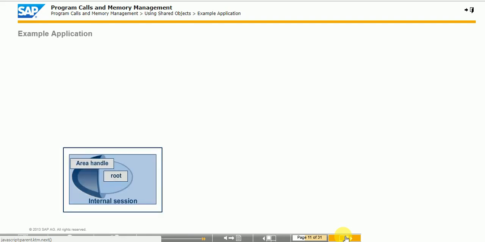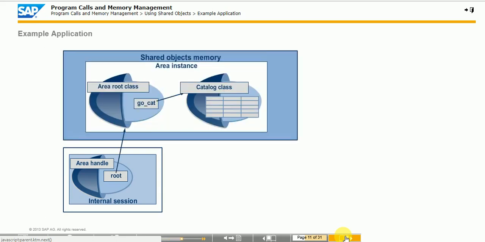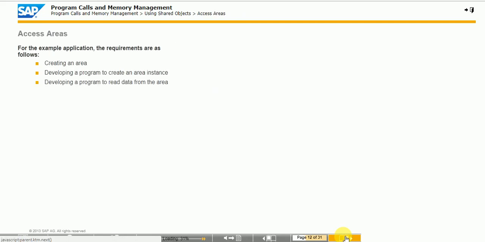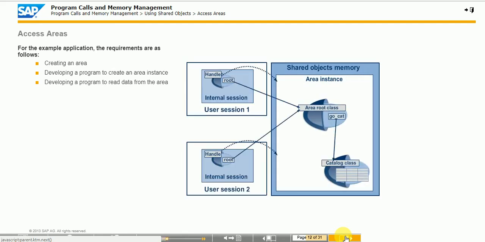In this lesson, you develop a simple catalog application as an example. You want to use shared objects to create a catalog of flight dates where the users can select any flight quickly. The figure highlights the fact that any programs can access objects in the shared objects memory. In this case, two applications which run in different user sessions access objects in the same area.